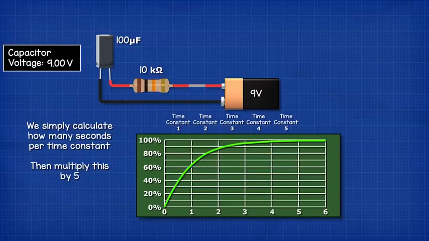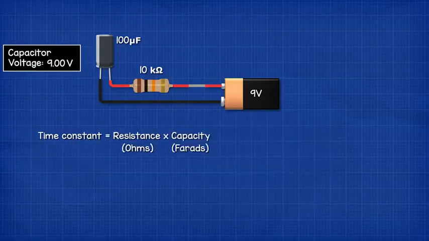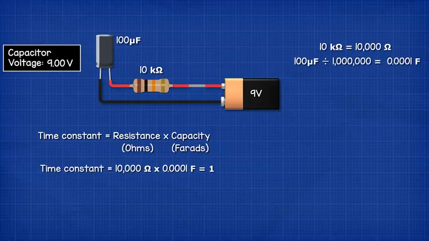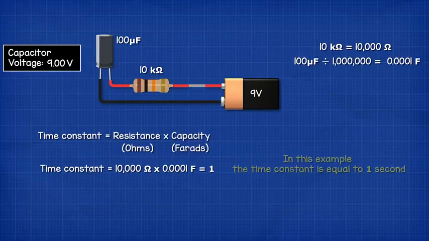All we need to do is to calculate how long one time constant is, and then we multiply this by 5. To calculate the time constant, we use this formula. Time constant in seconds equals the resistance in ohms multiplied by the capacity in farads. So we convert our resistor to ohms and our capacitor value to farads, and we see that 10,000 ohms multiplied by 0.0001 farads equals 1. So in this example, the time constant is equal to 1 second.